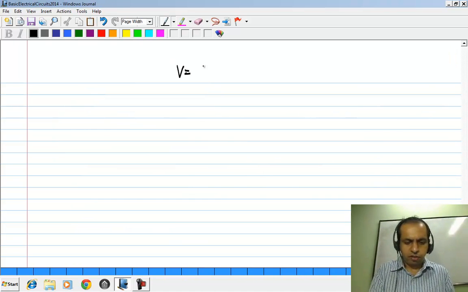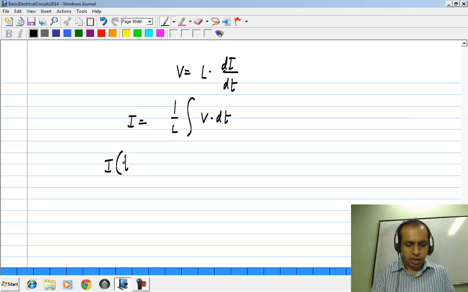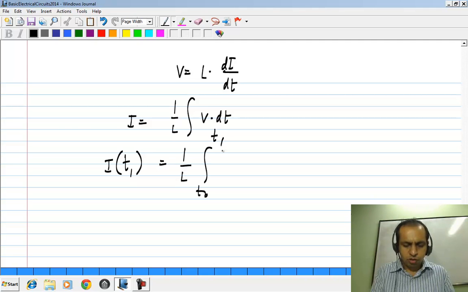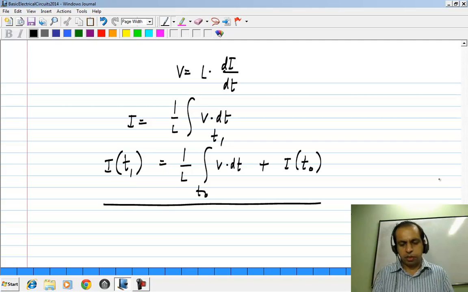Now we have V is L di by dt, which says that I is 1 over L times the integral of the voltage with respect to time, and I at a time t1 is given by this integral plus I at time t0. So that means that the difference in currents at time t1 and time t0 is given by the integral of the voltage, the area under the voltage curve, divided by the inductance of the inductor.